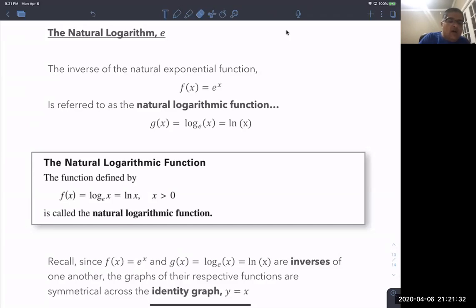So the last thing we're going to talk about in this lecture is the natural log e, and we've alluded to it earlier. e is approximately equal to 2.718..., and it comes from the calculation of 1 plus 1 over n to the nth power, as n gets very large and goes to infinity.